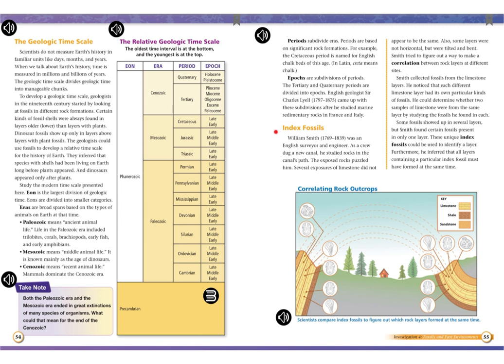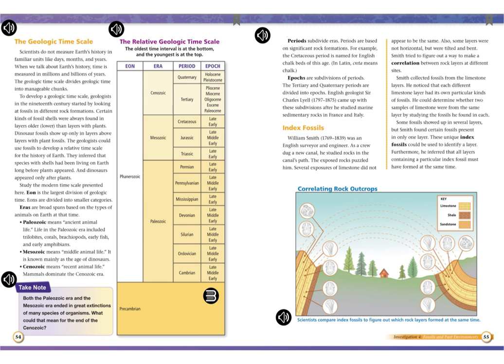Index fossils. William Smith, who lived from 1769 to 1839, was an English surveyor and engineer. As a crew dug a new canal, he studied rocks in the canal's path. The exposed rocks puzzled him. Several exposures of limestone did not appear to be the same. Also, some layers were not horizontal, but were tilted and bent. Smith tried to figure out a way to make a correlation between rock layers at different sites.